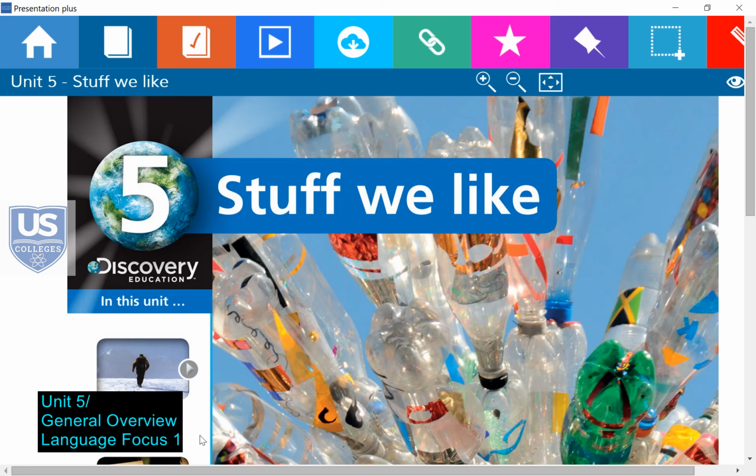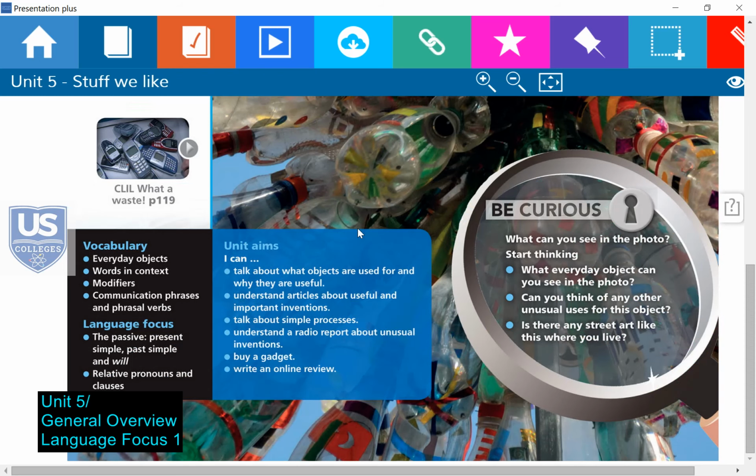So today we'll be filming about the Ice Open 4 course book, Unit 5, titled Stuff We Like. Let's have a quick look at the unit aims first. After we finish this unit, we're supposed to talk about what objects are used for and what they are useful for, understand articles about useful and important inventions, talk about simple processes, understand a radio report about unusual inventions, and buy gadgets, write an online review.